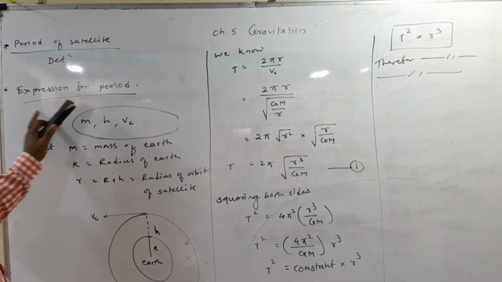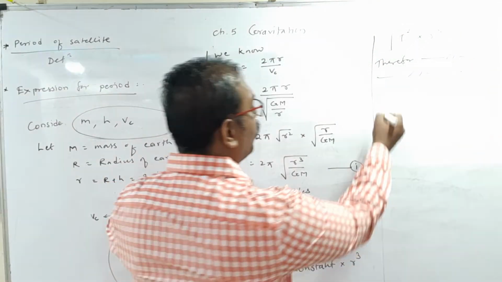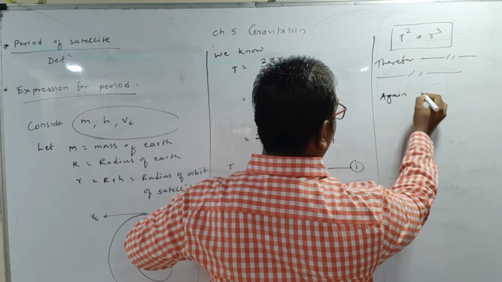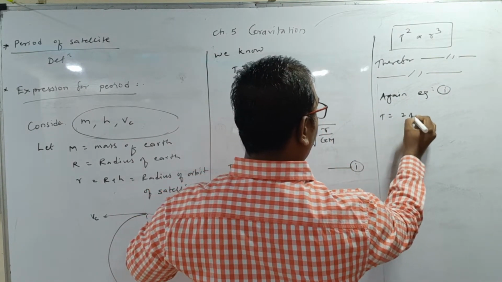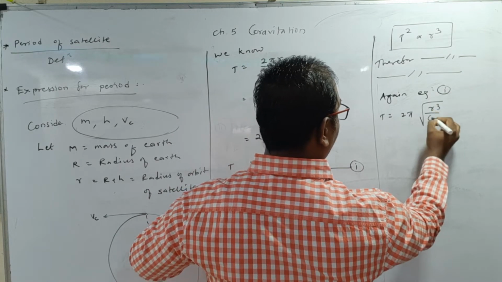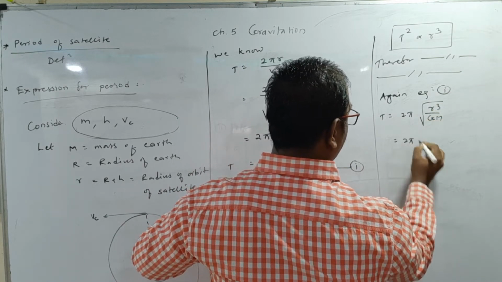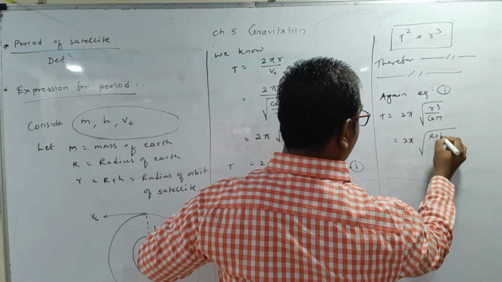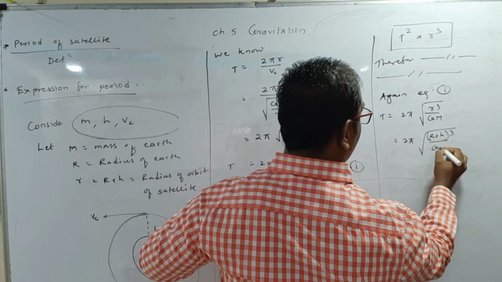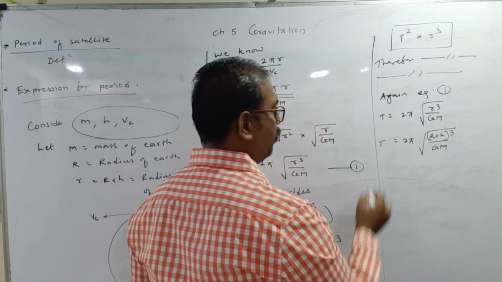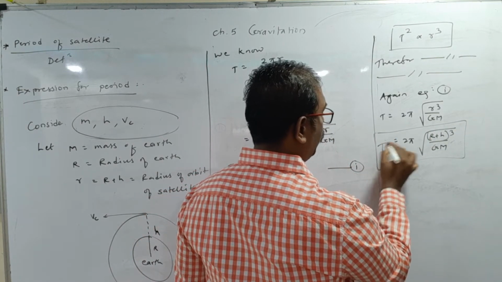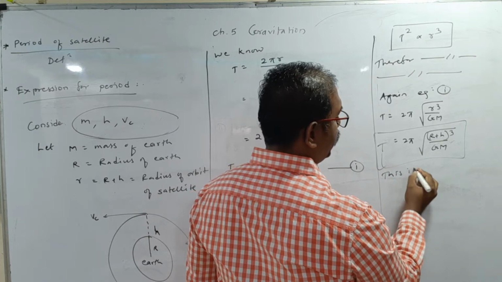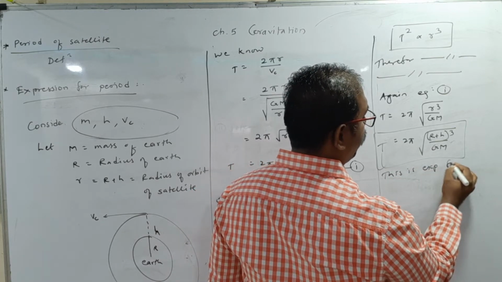If they ask to find the expression for period, then continue after equation number 1. Again equation 1 becomes T is equal to 2 pi under root r cube divided by GM. Now I can substitute r as R plus h, so R plus h whole cube divided by GM. This is the expression for period.